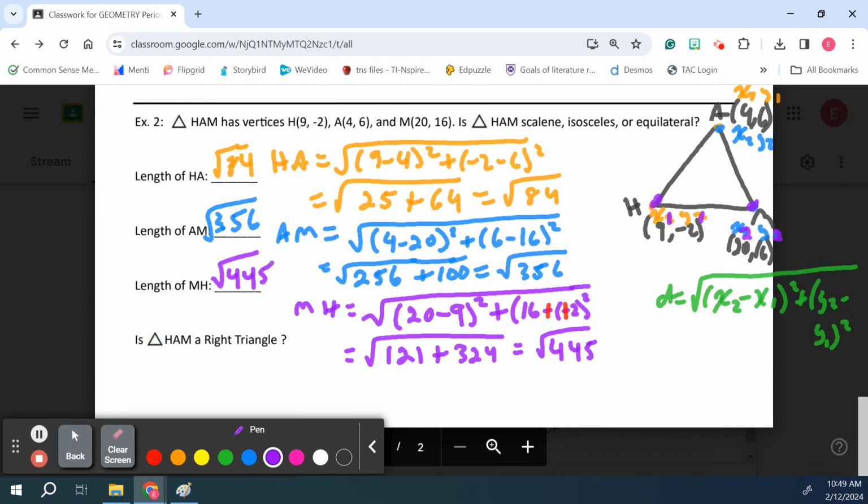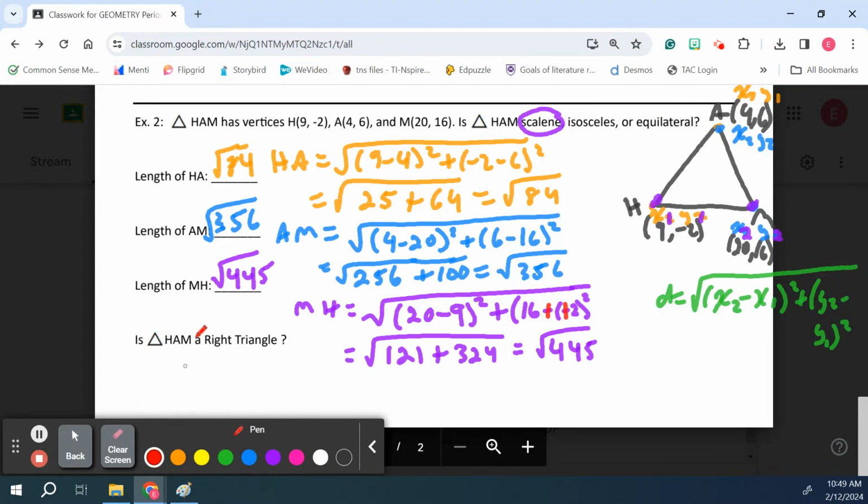So what kind of triangle is this? Acute? Is it right? Oh no, I'm sorry. Is it equilateral, isosceles, or scalene? Scalene. Okay, so we got that part. That was pretty easy. Time consuming, but not too bad, right?